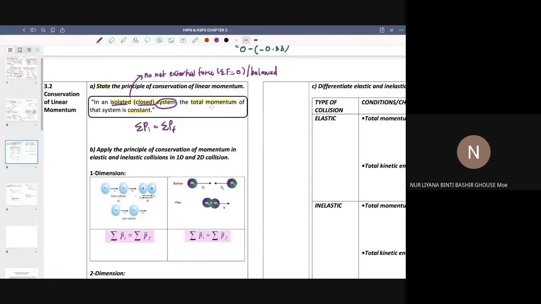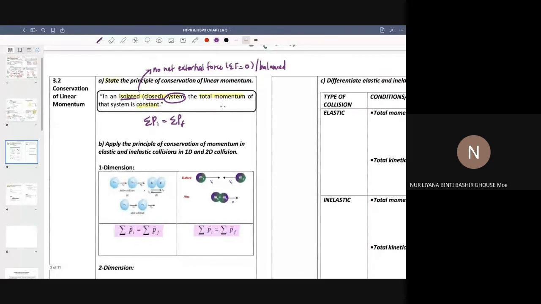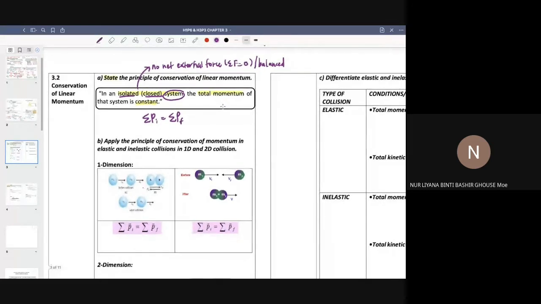1 minit untuk buat nota. Again, ingat unit untuk momentum is kg ms negative 1 ataupun newton second.